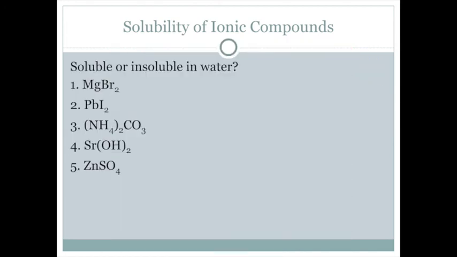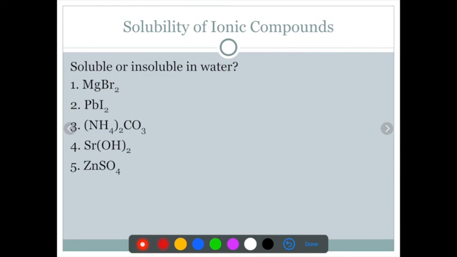So let's do these right here. Have your solubility table. If you don't have it, pause this and go print it out and then come back. Okay, the first one is magnesium bromide. We find bromine on our list, at the top. Bromine is soluble and magnesium is not an exception. So magnesium bromide is soluble.